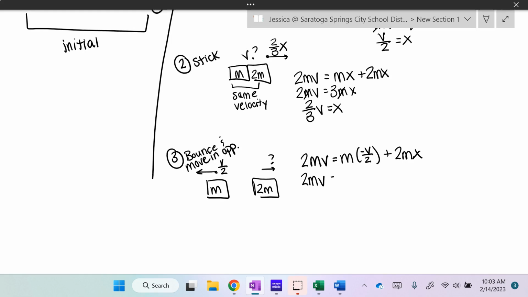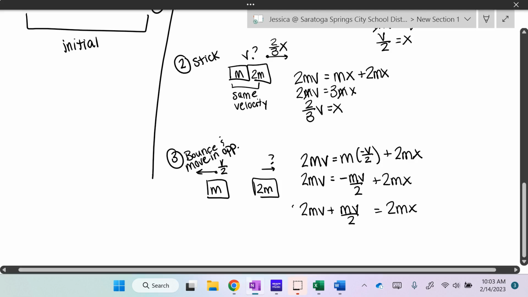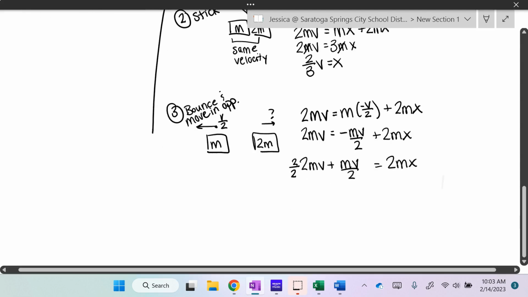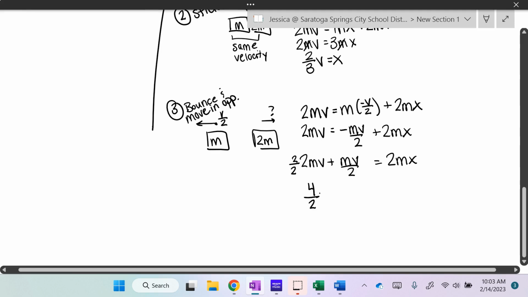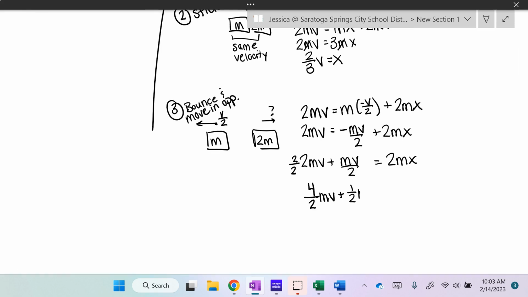So 2mv is negative mv over 2 plus 2mx. So 2mv plus mv over 2 is 2mx. All right, so I got to add some fractions, and in order to have fractions added together, I got to multiply and get a common denominator. So this ends up being 4/2 mv plus 1/2 mv is 2mx. So 5/2 mv is 2mx. The m cancels, I divide by 2, and I get 5/4 v equals x.